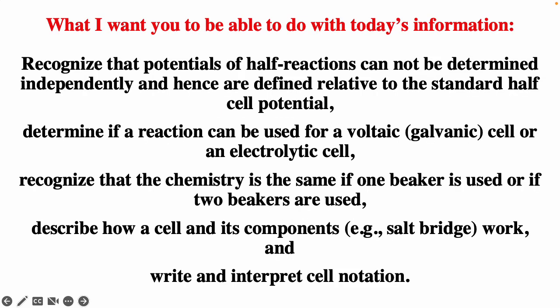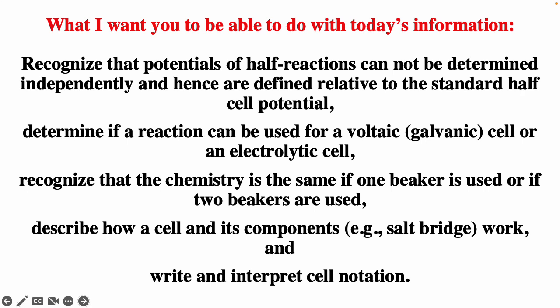After watching this video, you should recognize that potentials of half reactions cannot be determined independently or in absolute terms, hence are defined relative to the standard half cell, which is defined as having a zero potential. You should be able to determine if a reaction can be used as a voltaic or galvanic cell (I'll use voltaic and galvanic interchangeably), or an electrolytic cell.